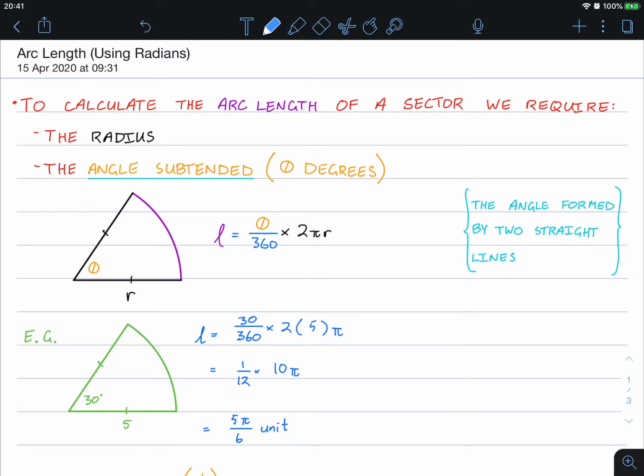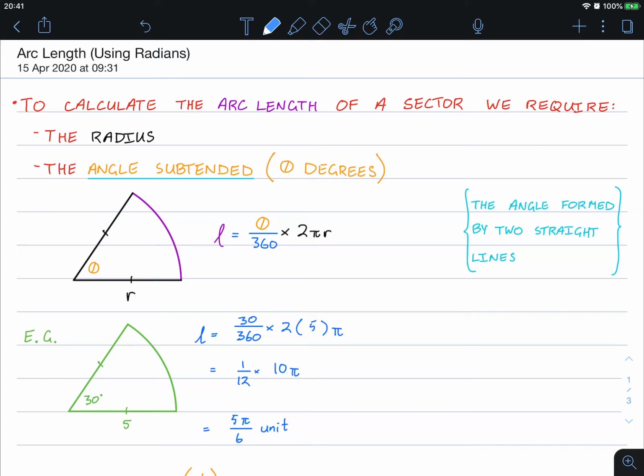Hello class, this is a video tutorial on the arc length of a sector using radians. To calculate the arc length of a sector, we require two pieces of information, the radius and the angle subtended.